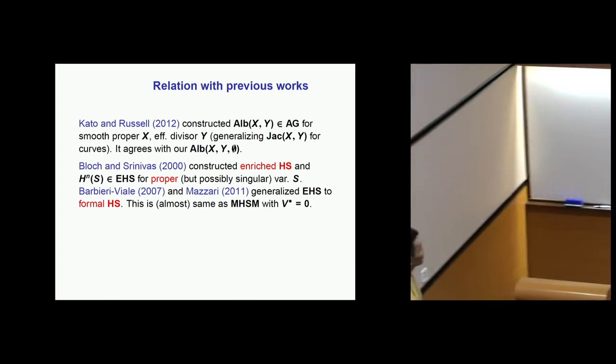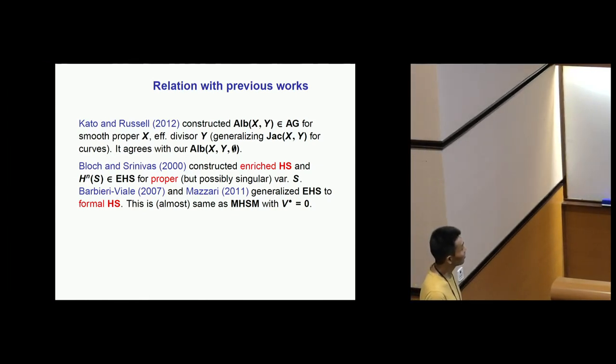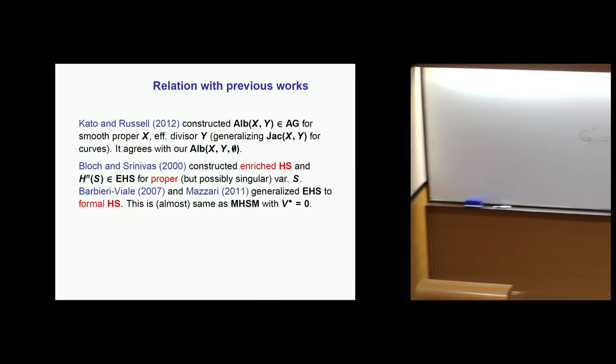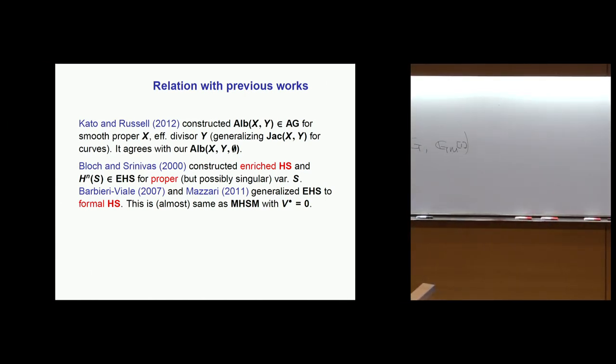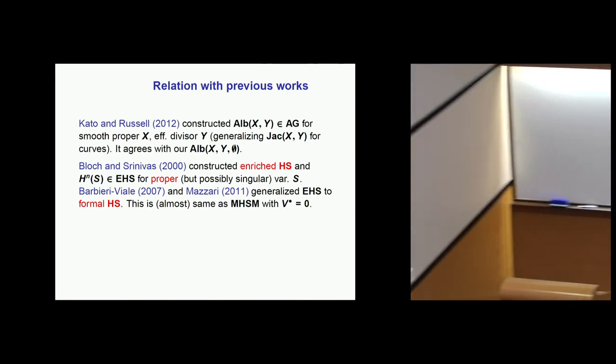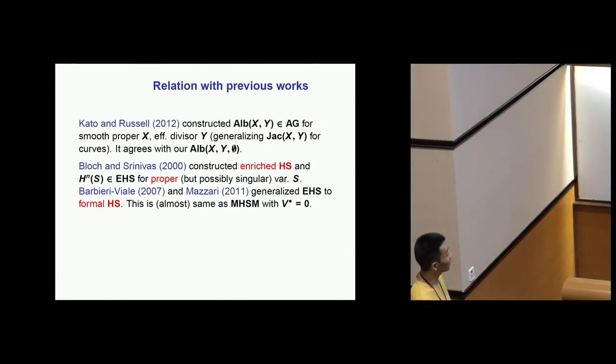From our point of view, their categories can be almost recovered by taking the subcategory of our category consisting of all objects with trivial V part. Our category has two extra data, U dot and V dot. If we take V dot to be trivial, then such a subcategory will be almost equivalent to the category of enriched Hodge structures. And this is related to the absence of duality in their category. The category of enriched Hodge structures, organized in formal Hodge structures, has no duality. It was one defect that was already pointed out by Bloch and Srinivas.